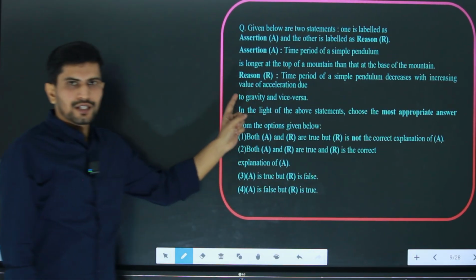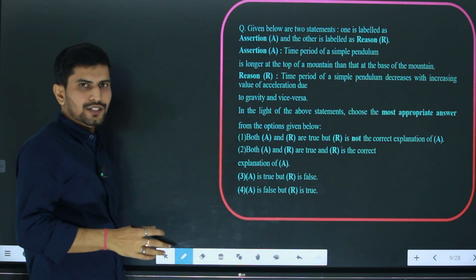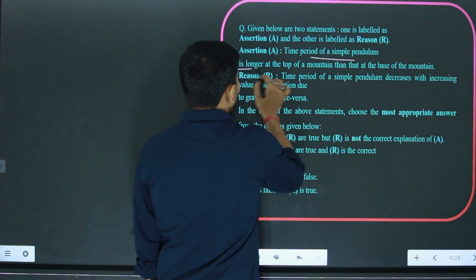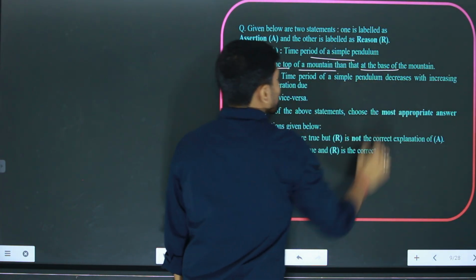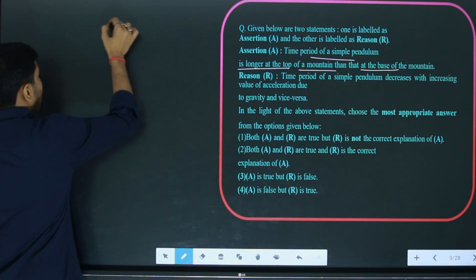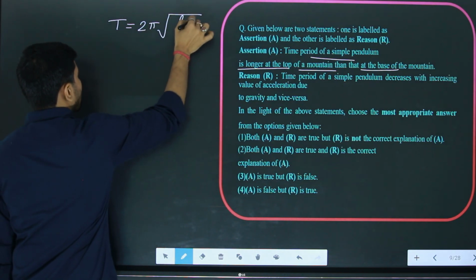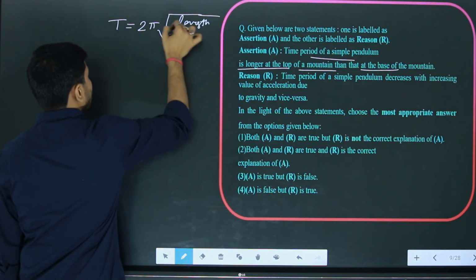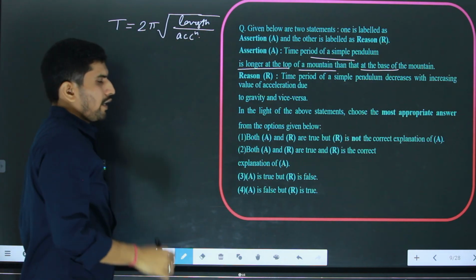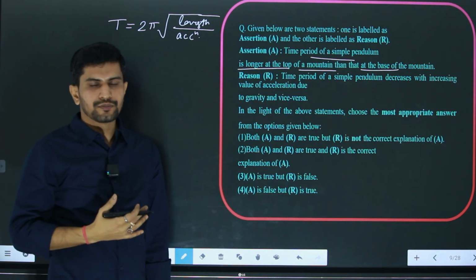Okay, so this is the next question. Again, an assertion and reason question. Let's read both the statements. First statement is the time period of a simple pendulum is longer at the top of the mountain than at the base of the mountain. This statement is correct. It is because if we look at the time period's formula, the time period of the simple pendulum is equal to 2 pi square root of length divided by acceleration. And the acceleration responsible for oscillation is the acceleration due to gravity.